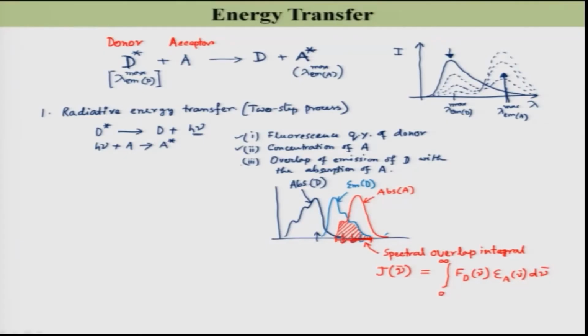So, this number 3 point is telling me that if this overlap integral J nu bar is more, then the energy transfer is more favorable.